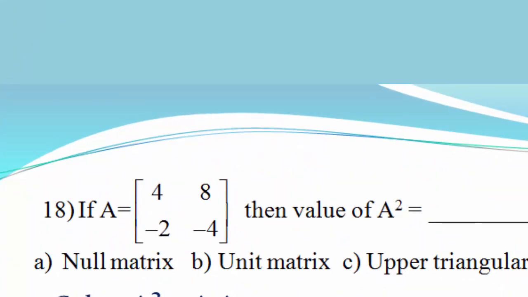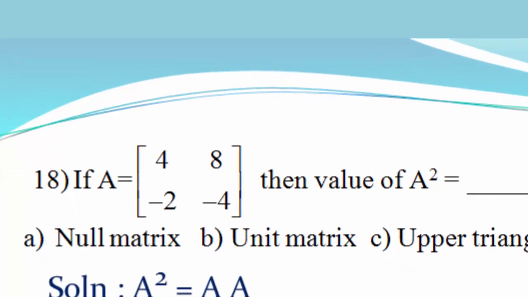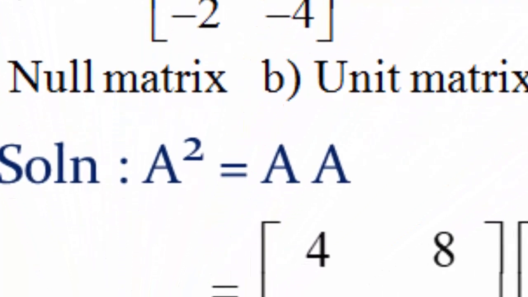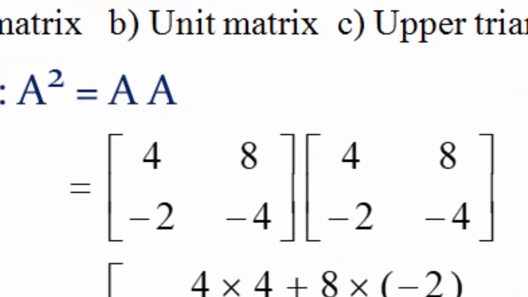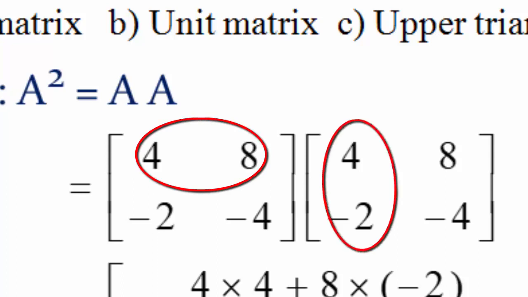Question number 18. If A is the matrix [4, 8; -2, -4], a matrix of order 2 by 2, then the value of A square is? Dear students, we know that A square is A into A. So, when we multiply the same matrix by itself, we multiply the first row of the first matrix with the first column of the second matrix. That is, we multiply the corresponding elements and then add them up.